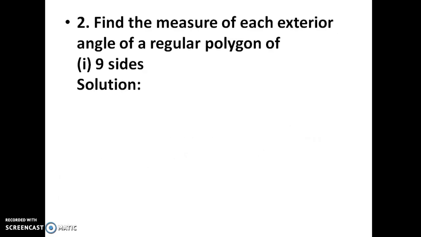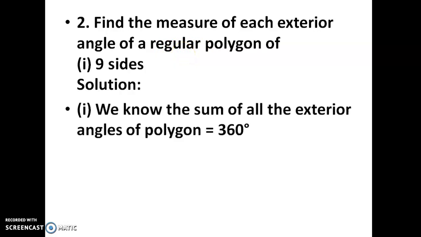Find the measure of each exterior angle of a regular polygon of 9 sides. So you have to read the question clearly. Measure of each exterior angle of a regular polygon. Okay, I already told you this can be applied only for a regular polygon. So it's already given in the question. So we can use the formula 360 degrees divided by n.